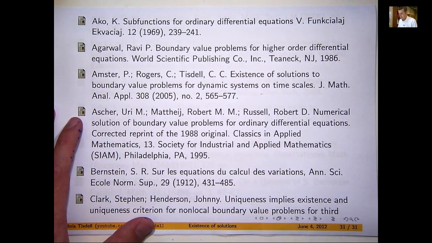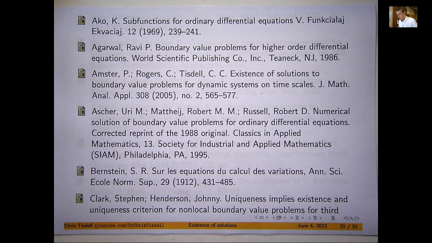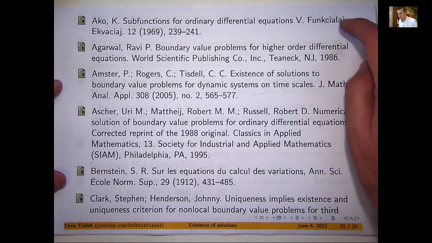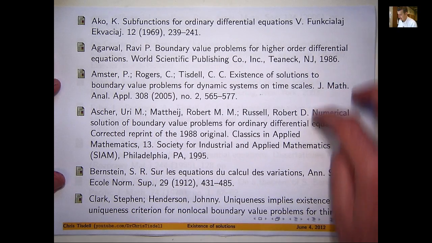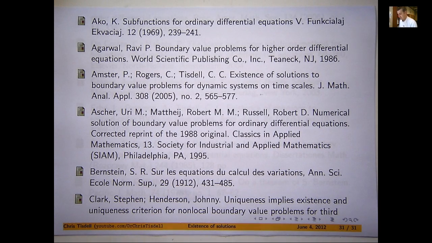Now I'm going to leave you with some papers, some references. I haven't referred to all of these references. You can think of the ones that I haven't referred to as just some extra reading material. So here are some recent papers, from the last few years and also of a classical nature.